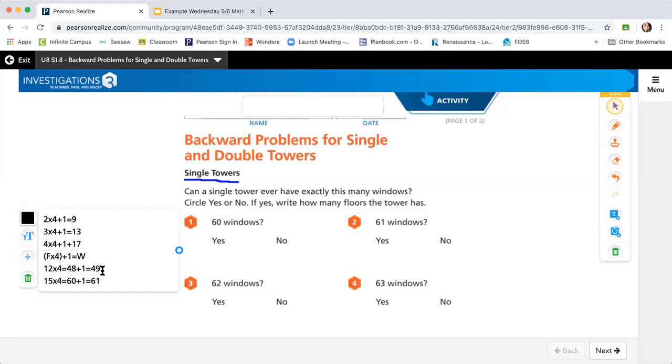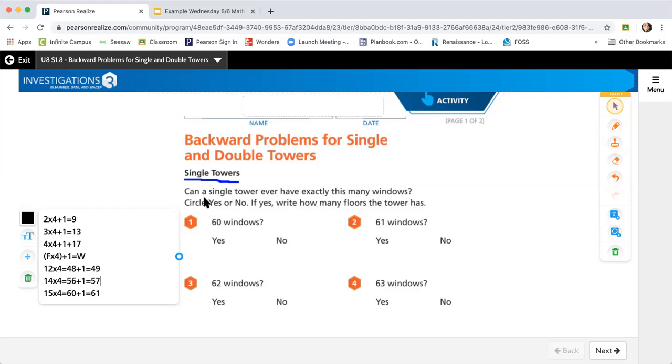So let me go down. Let's try the 14th floor. 14 times 4 equals 56, but I have to add that skylight, and that would give me 57. So there's no way that I can have 60 windows in a single tower. So the answer for this one would be no.